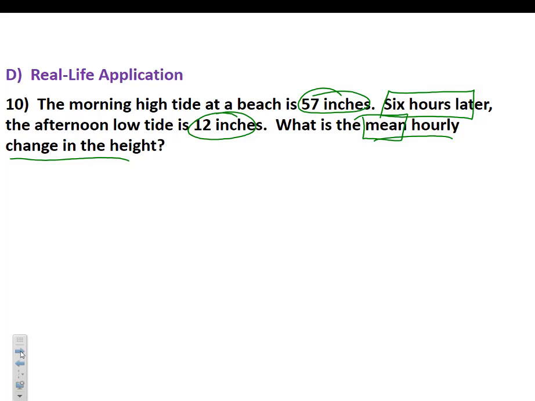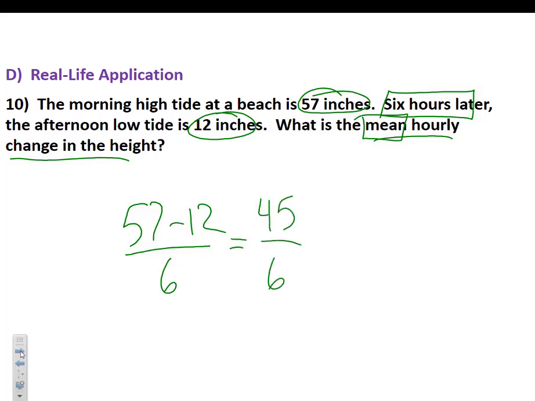So we have to understand that to do this, we have to find the difference between the high and the low tide. Because we know that over 6 hours, we've got the high of 57 and the low of 12. So I'm going to find the difference, and I'm going to go 57 minus 12, and I'm going to divide that by 6. And 57 minus 12 is what? That's right, 45. 45 divided by 6 is going to give us 7.5.